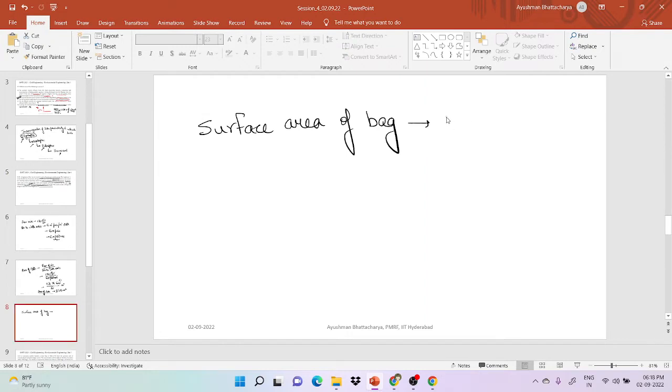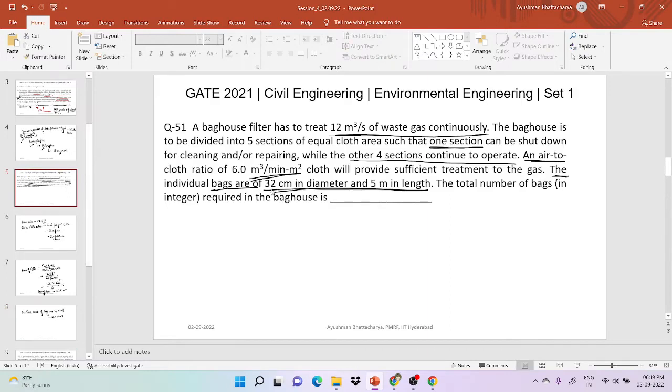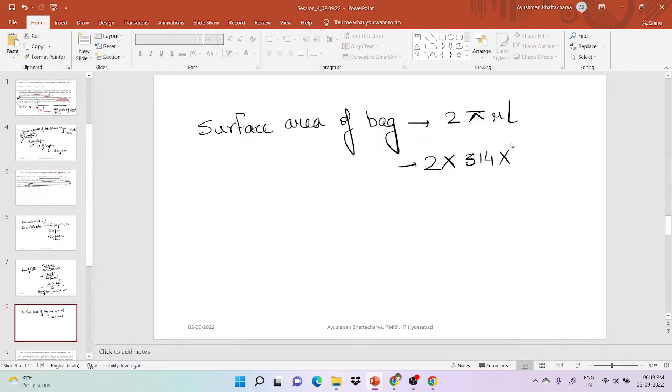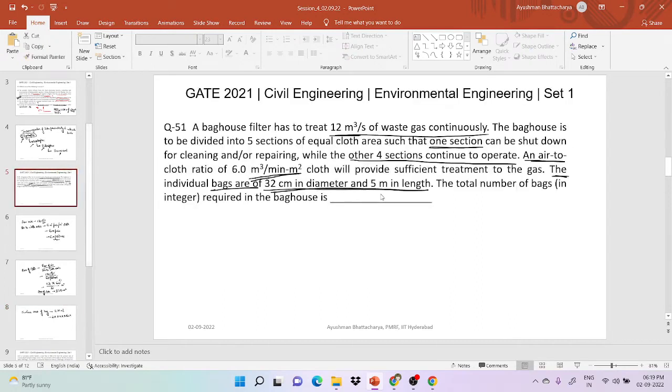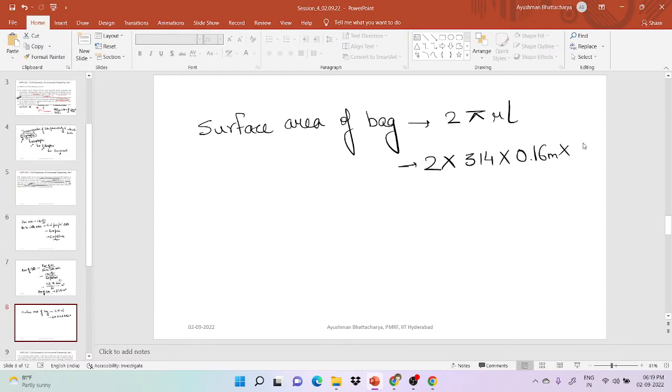The surface area of a cylinder will be 2 pi r L, where 2 into 3.14 into the radius. The diameter they have already mentioned as 32 centimeter, so the radius will be 16 centimeter, which is 0.16 meter, into the length they have mentioned as 5 meter. If you calculate 3.14 into 0.16 into 5 multiplied by 2, it will be 5.024 meter square. Now this is the surface area of the bag.